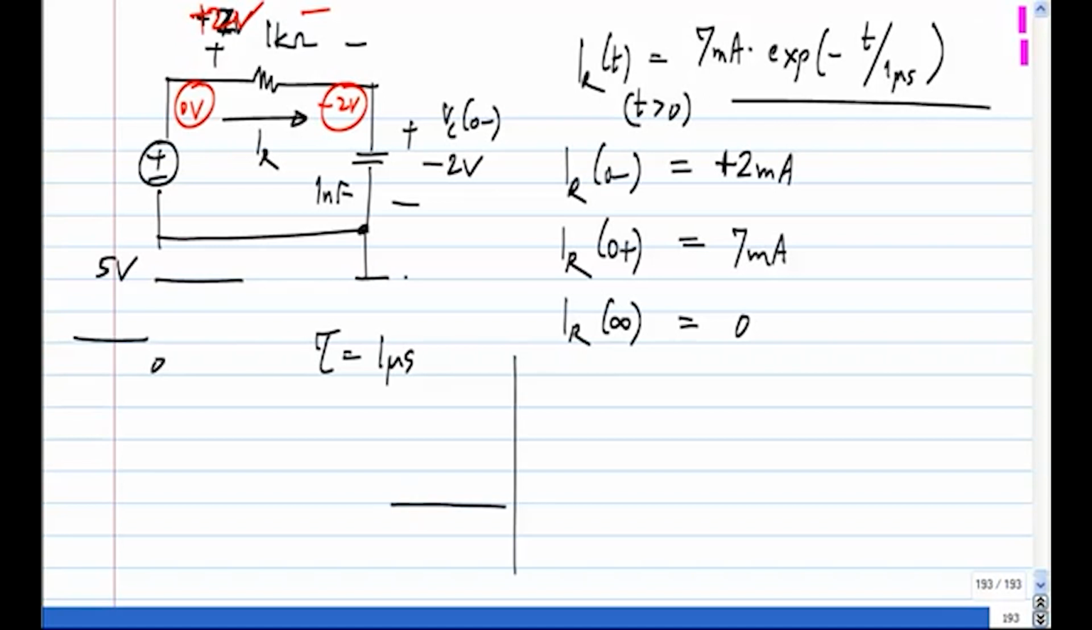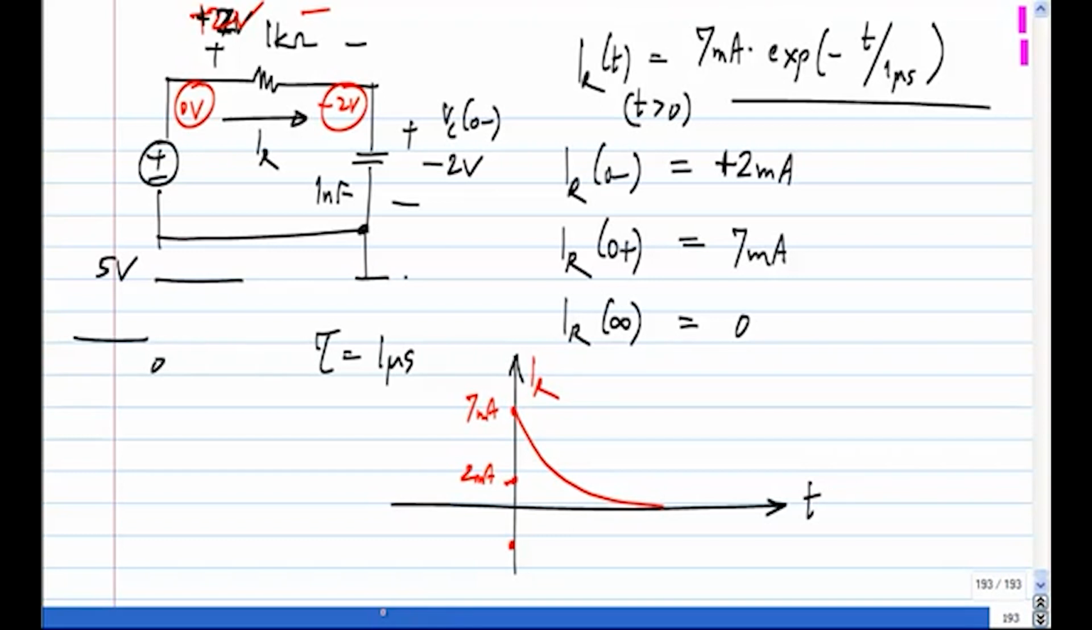That's all. I don't know if you are in the habit of doing this, but sketching possible solutions gives you a lot of insight. Okay. It's not very precise because you are doing hand sketches, but it can give you a lot of insight. So what happens is IR, which is plus 2 milliamps, just before t equal to 0, will jump to 7 and then decay to 0. Okay, so that's what it will look like. So you can do this for any arbitrary circuit.